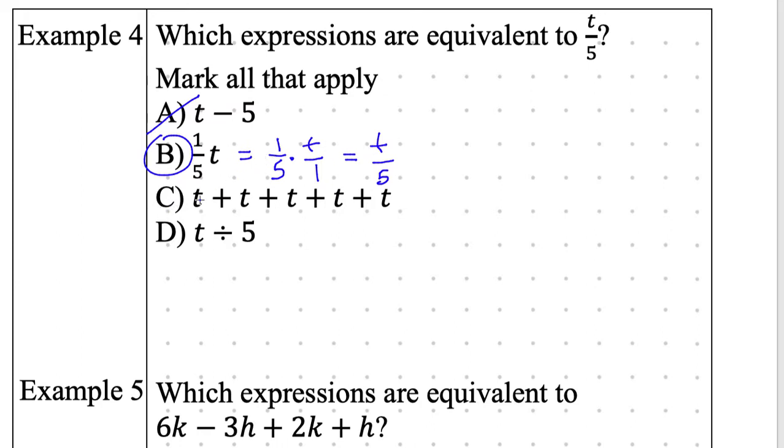Let's look at part C. T plus t plus t plus t plus t. If I add them all together, that actually gives me 5t. So this is equal to how many t's? I am counting 5 t's, which is close to t over 5. It's just multiplying instead of dividing, so not C. And then D, that is another way of saying t divided by 5, t fifths. So that is indeed correct. So our answers here are B and D.